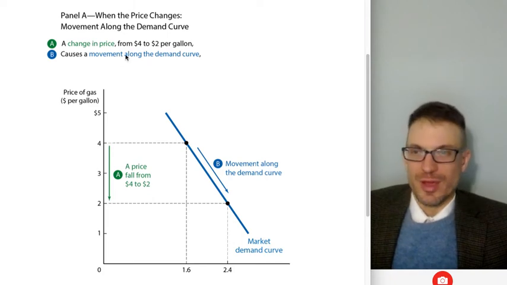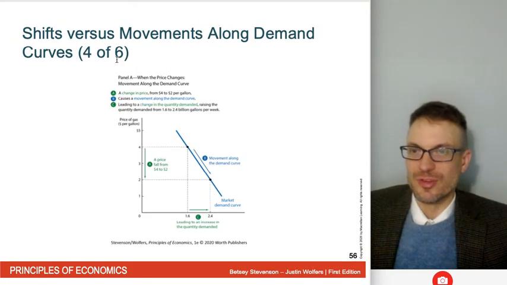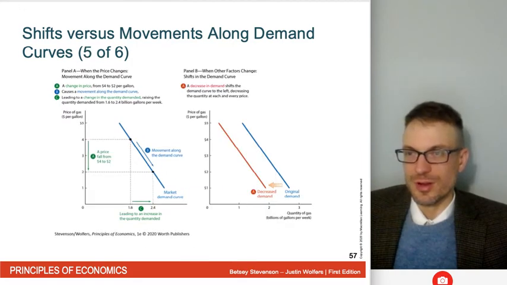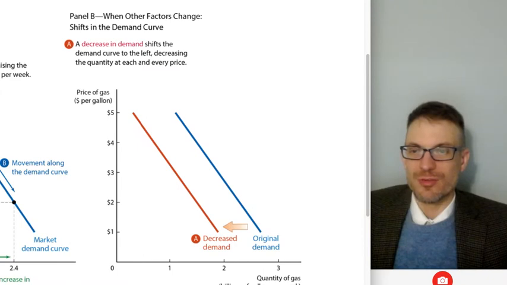So we get a change in price from $4 to $2. That's a movement along the demand curve. That's a change in quantity demanded. Now for the shift: when other factors change, we get a shift in the demand curve.